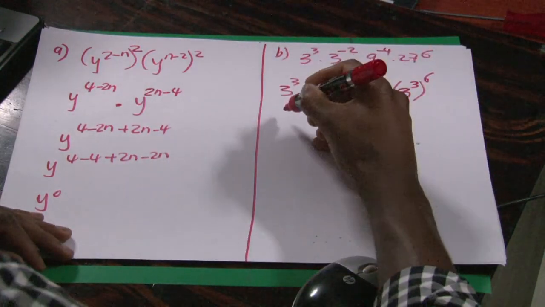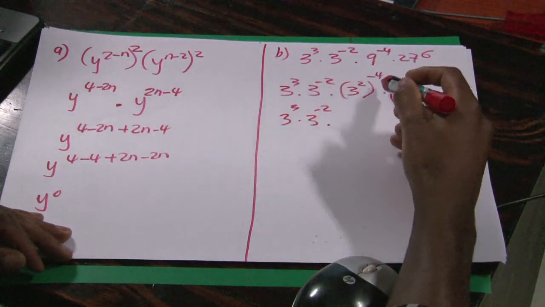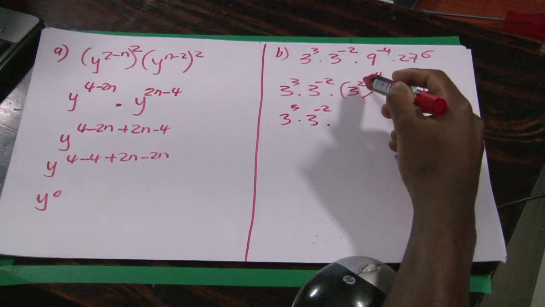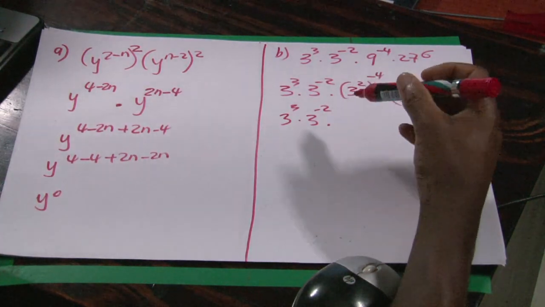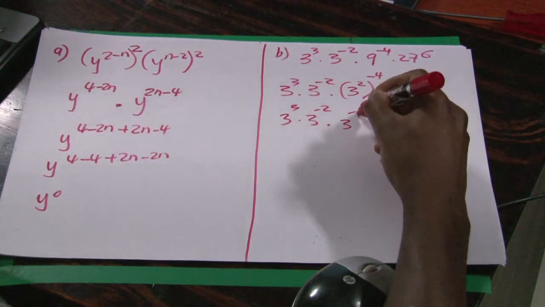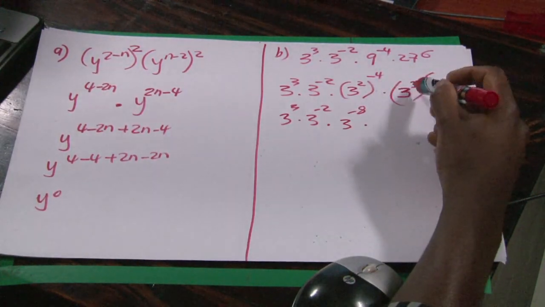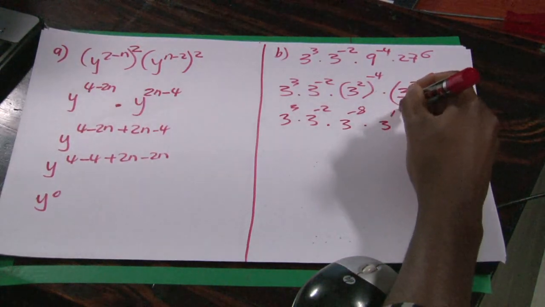Then here, you still have 3 to the power 3 and 3 to the power negative 2. But here now is 3 to the power 2, the whole of it to the power negative 4. You have to multiply this. So 2 times negative 4 gives you negative 8, which is 3 to the power negative 8, into 3 times 6 gives you 18, 3 to the power 18.